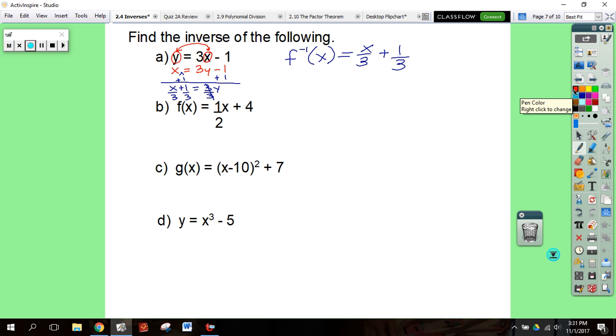All right, this function right here can be rewritten. This f of x here takes the place of y. So really what we're saying with this one is y is equal to 1/2 x plus 4. So the very first step that we want to take when we're finding the inverse is take the y and the x and flip-flop their positions. So we should have x is equal to 1/2 y plus 4, sorry.